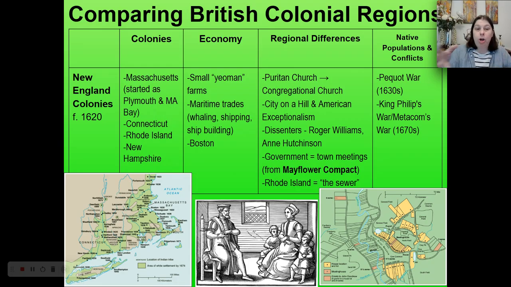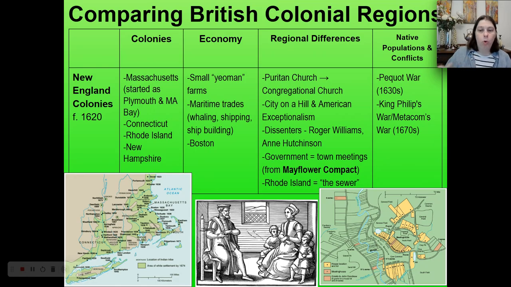Sometimes entire village congregations would pick up from England and immigrate together. This is a much different settlement pattern than we'll see in, say, the Chesapeake, and it results in a lot of small villages with a very tightly surveilled social community. Everybody knows each other. Again, everybody's intended to be part of the church.